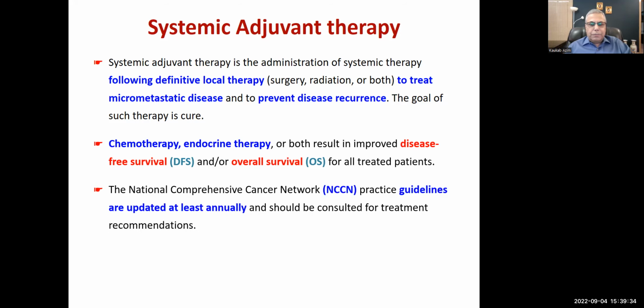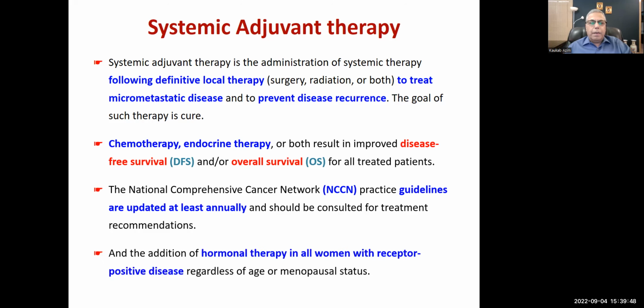The National Comprehensive Cancer Network practice guidelines are updated. I showed them to you in the first few slides, so when you go to your oncology clinics, you may want to refer to them. And the addition of hormonal therapy in all women with receptor positive disease, whether it is estrogen receptor positive or HER2 receptor positive, to this chemotherapy, which includes docetaxel, or it could include doxorubicin, cyclophosphamide. We have got many different protocols for breast cancers, okay?